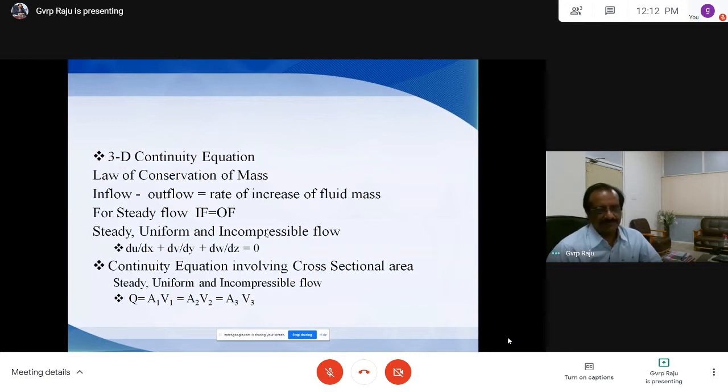For steady flow, inflow is equal to outflow.